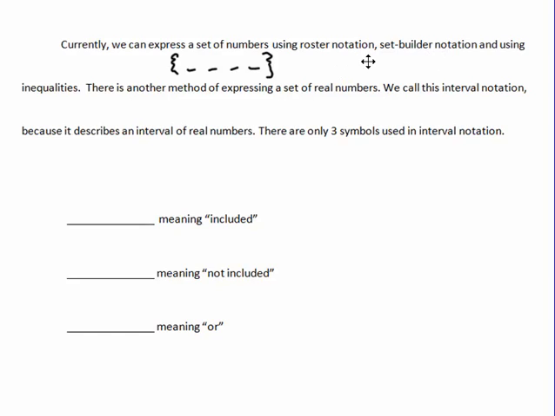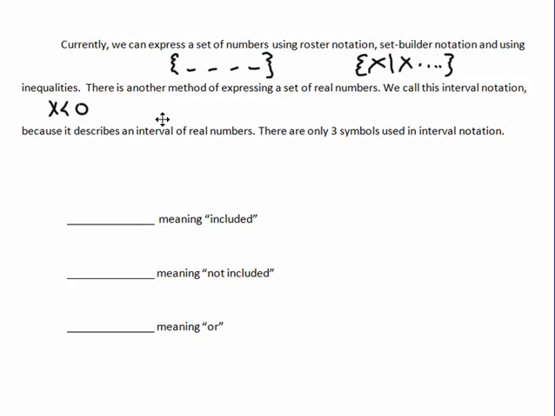Set builder notation is the one where you have the set of all x values such that x, and then we have some sort of a comparison here. We describe x this way and this way. So that's our set builder notation. We can also use inequalities to describe numbers. So if we want to say all the negative numbers, we just say x is less than 0. We could use inequalities to describe negative numbers like this. So there's another method. This is the fourth method that I really want you to know and understand well, and that's called interval notation.